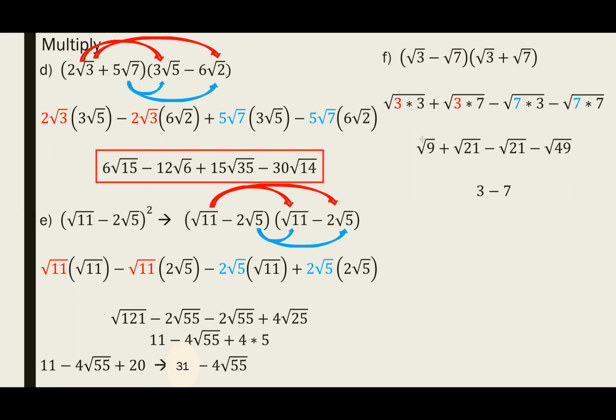Now, very unique. This is the unique thing about this problem: we have a positive square root of 21 and a negative square root of 21. Everybody see that if you have one square root of 21, take away one square root of 21, they cancel out, right? They cancel each other out. So this thing here, they disappear. And that's why the square root of 9 is 3, square root of 49 is 7. That's why I only have 3 minus 7. And what is 3 minus 7? This will give me negative 4.